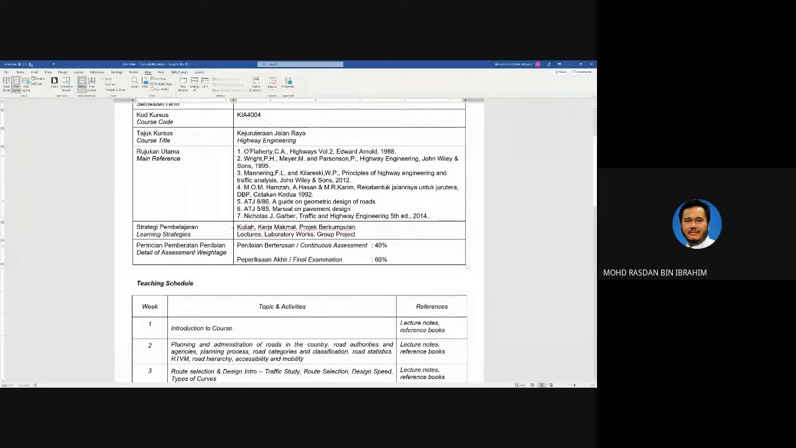Learning strategies. Lectures. No lab work. This is a mistake here. No lab works. Group project. It's not really a group. I tend to give out individual works, but for presentations, it's going to be in groups. I'll explain to you afterwards.